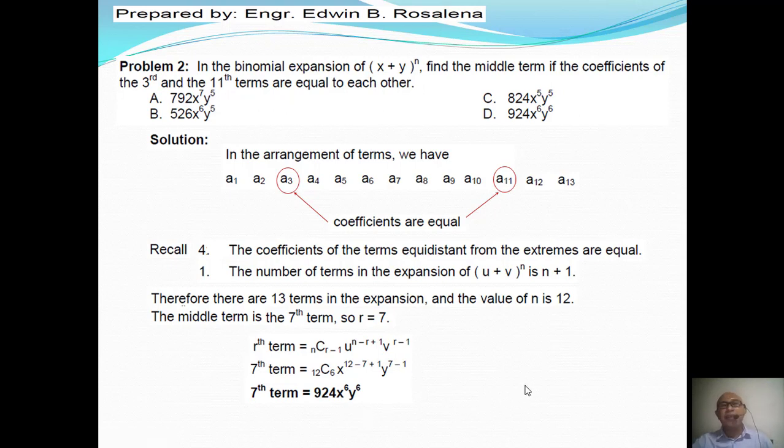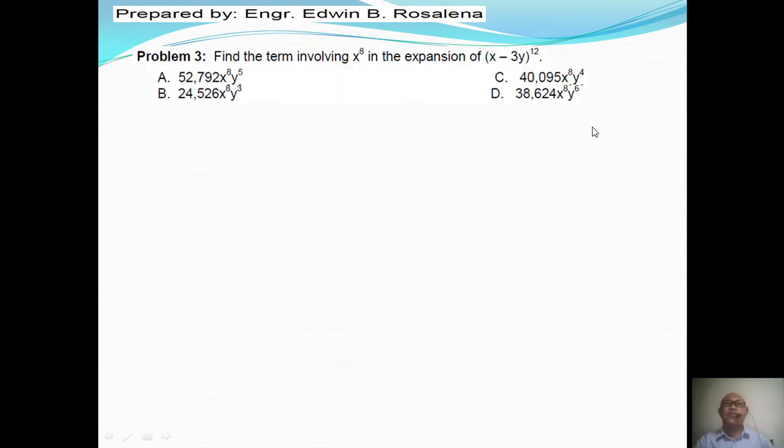Okay? So, may mga problems na ganyan, no? So, given lang, walang R. Tulad nito, number 2. Walang R, sinasabi lang niya, find the middle term. So, ang question mo muna, what is R corresponding to the middle term? Diba? Okay. Next problem.